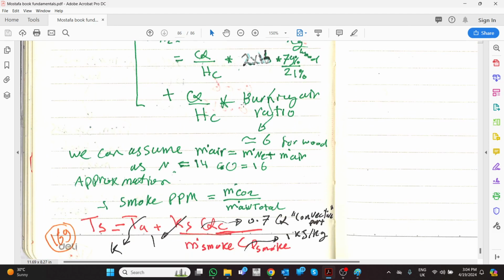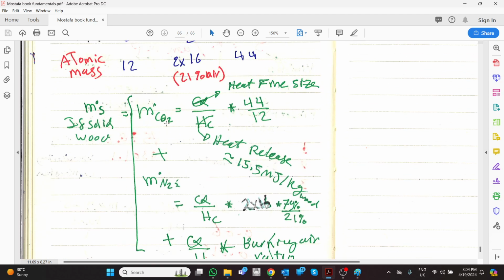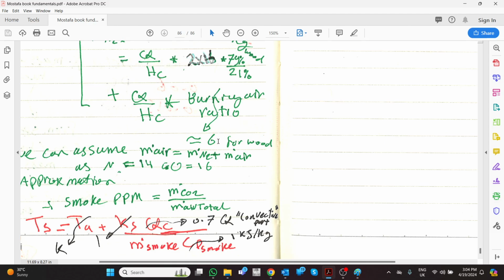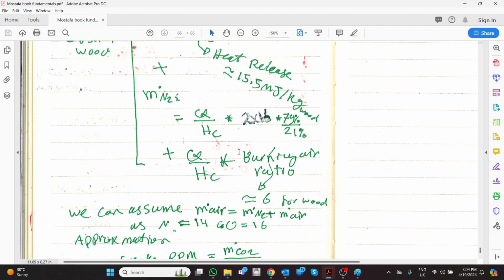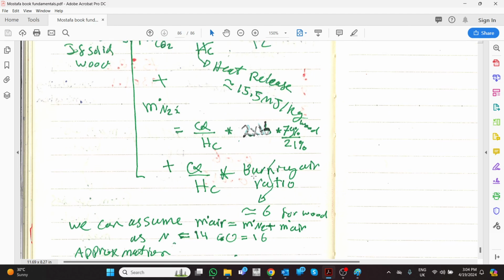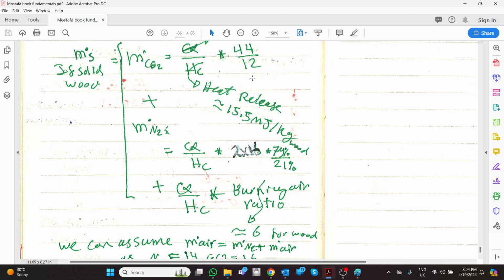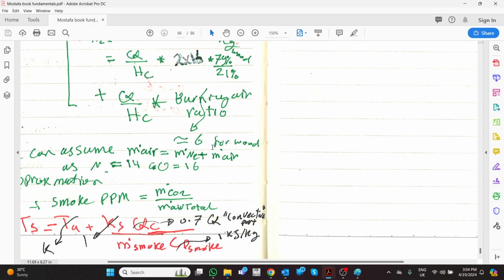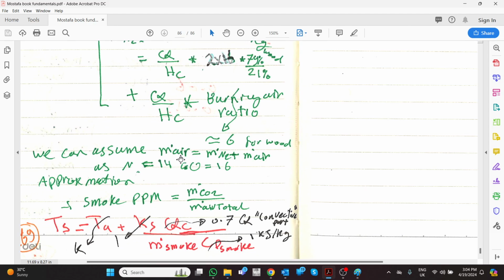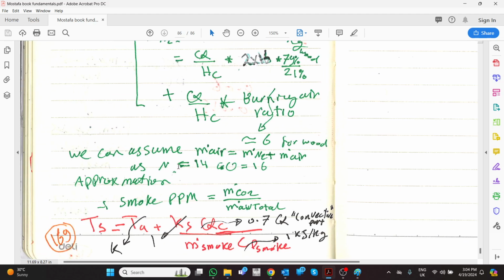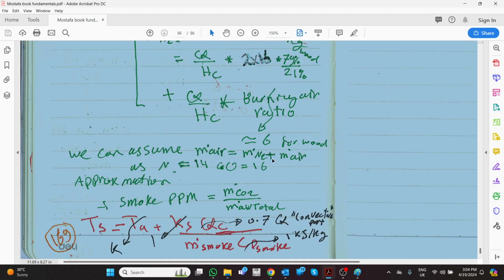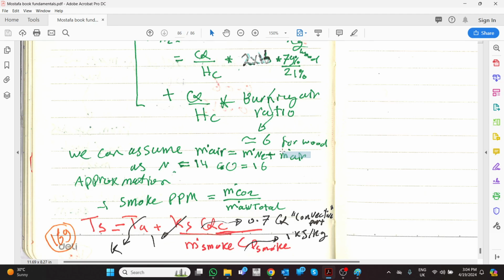So this one, how much we got here, multiply by the burning ratio of the wood. So it is 6 times the fuel. This is the fuel mass. And you will get this plus this equal to air. It is an assumption, because the molecular mass of nitrogen and the molecular mass of oxygen are almost the same, 14 and 16. We can assume that the mass of air plus the mass of nitrogen is approximately the mass of air.